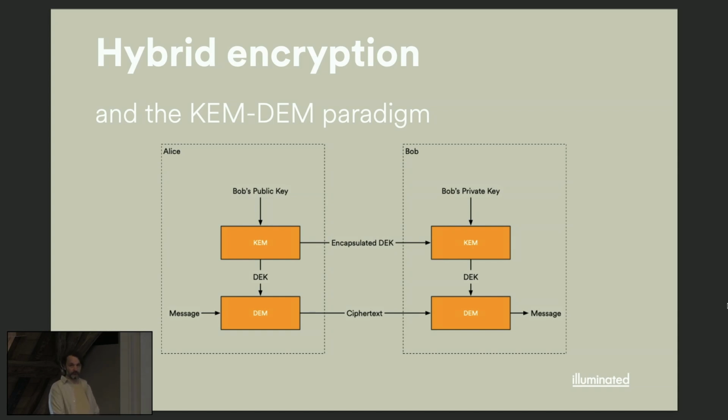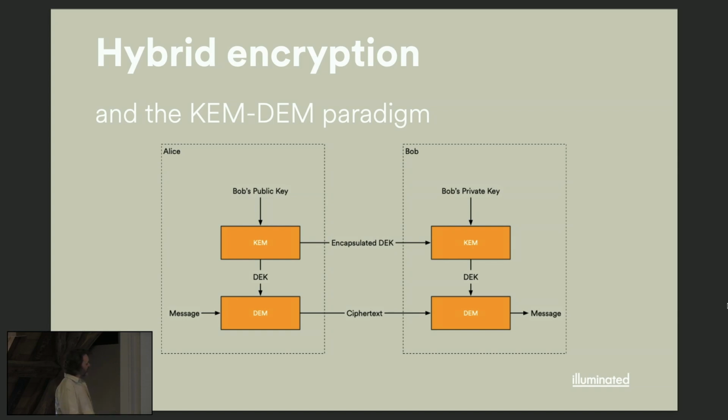And none of those work like RSA either, as far as I'm aware. So instead what we use is something called the KEM-DEM paradigm for hybrid encryption. A KEM is a key encapsulation mechanism and a DEM is a data encapsulation mechanism. The DEM here is basically an AEAD that we saw before, so it is some symmetric authenticated encryption mode.